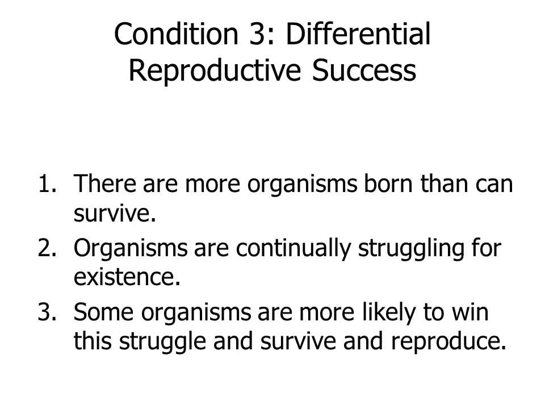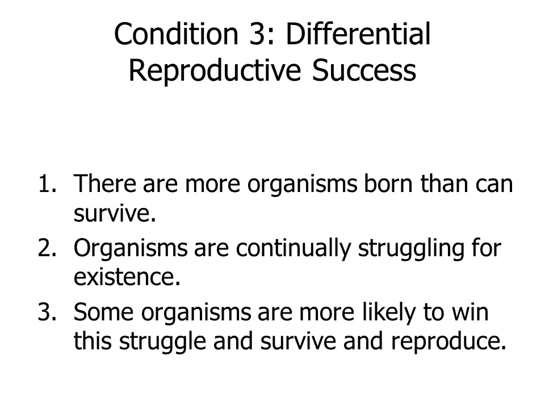Darwin derived the third condition of natural selection from 3 fairly simple observations that he made. So now we have like a list of 3 within a list of 3. So he noticed that there are more organisms born than can survive. He noticed that organisms are continually struggling for existence. And then he noticed that some organisms are more likely to win the struggle and survive and reproduce.